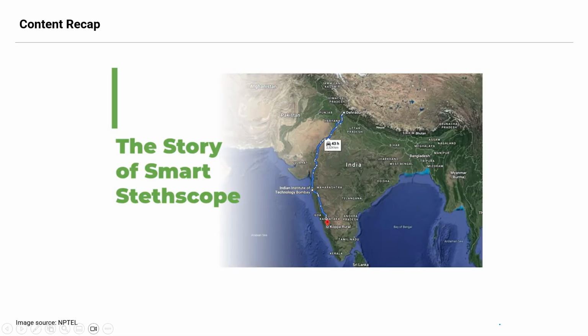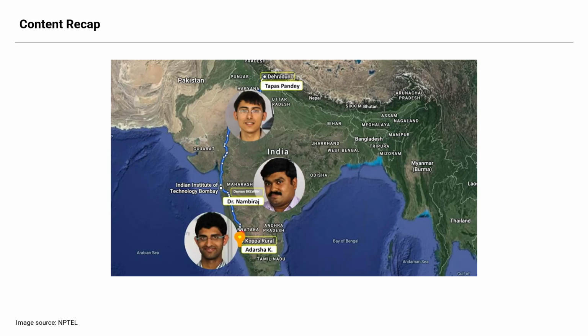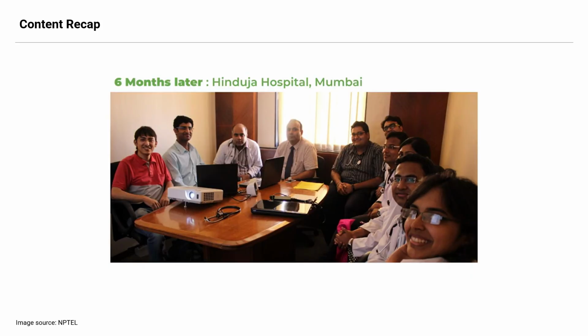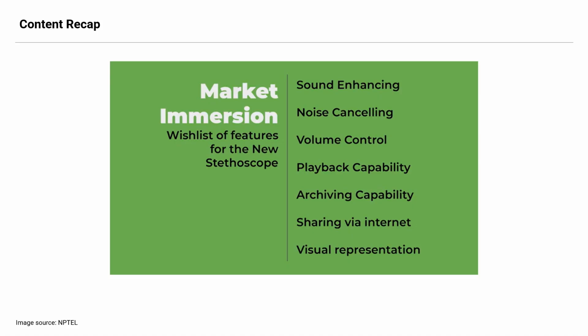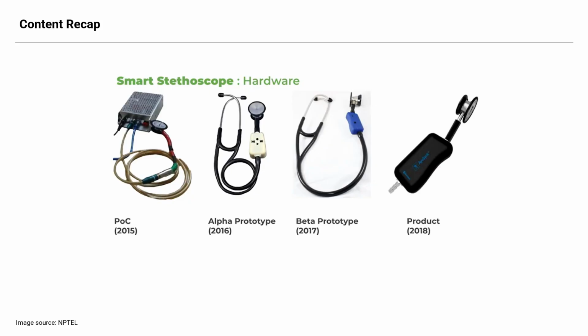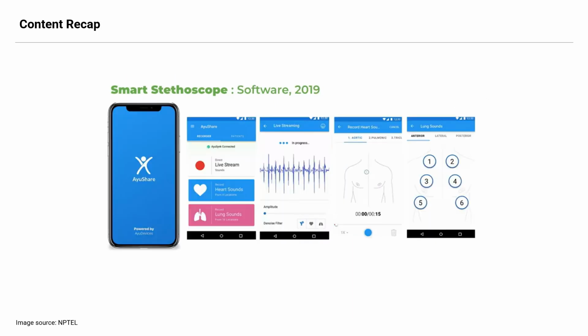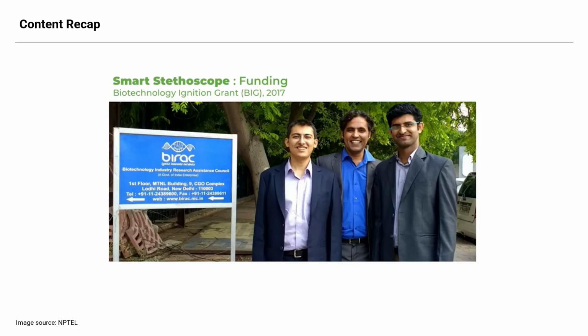Nambiraj, who shared his journey around the smart stethoscope, which was basically about three individuals, Tapas, Dr. Nambiraj, and Adarsha, coming together, making various field visits, understanding the use case and the scenarios, and doing case studies across medical contexts and immersing in the market. This is how they improved upon their initial concept to a final product, which also included an app, and they got the big funding.